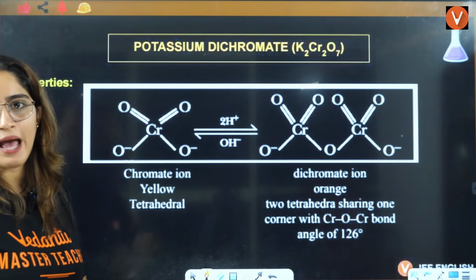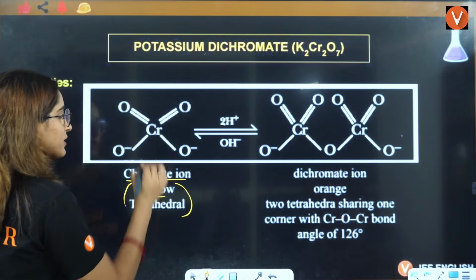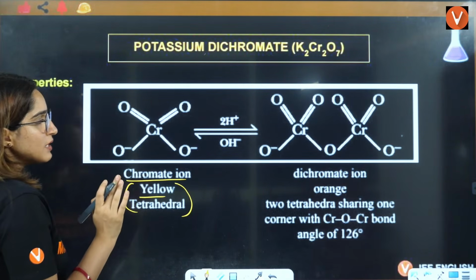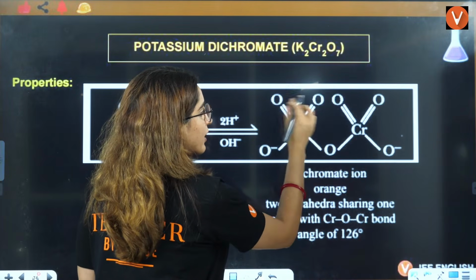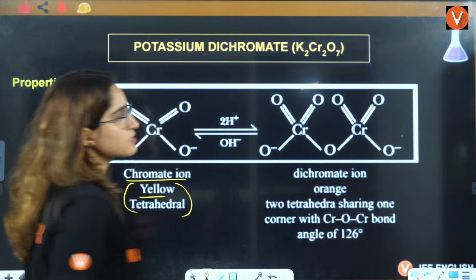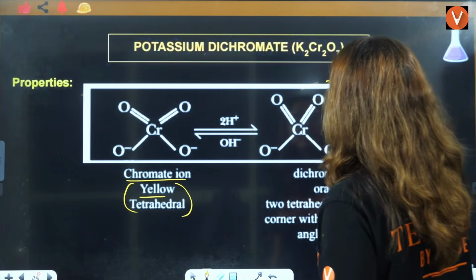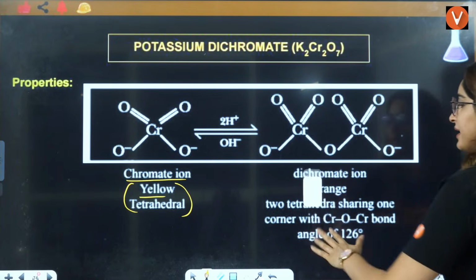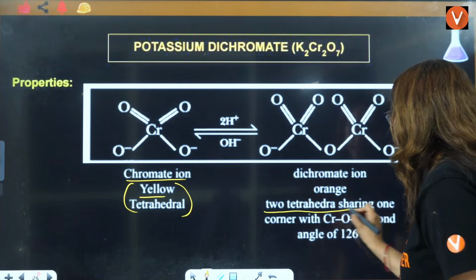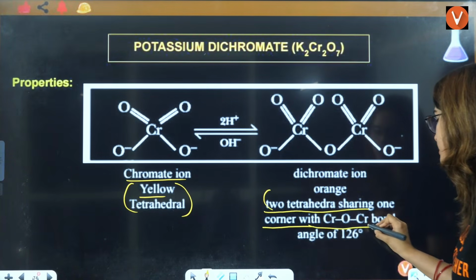Both of them have tetrahedral structure. If you see chromate ion, that is yellow, it is tetrahedral, right? Simple. Then you have dichromate ion, which is Cr2O7, with the oxygens numbered 1 2 3 4 5 6 7. Now this is actually double tetrahedral. This part is tetrahedral, this part is tetrahedral. So it has 2 tetrahedra sharing one corner with a Cr-O-Cr bond, right?